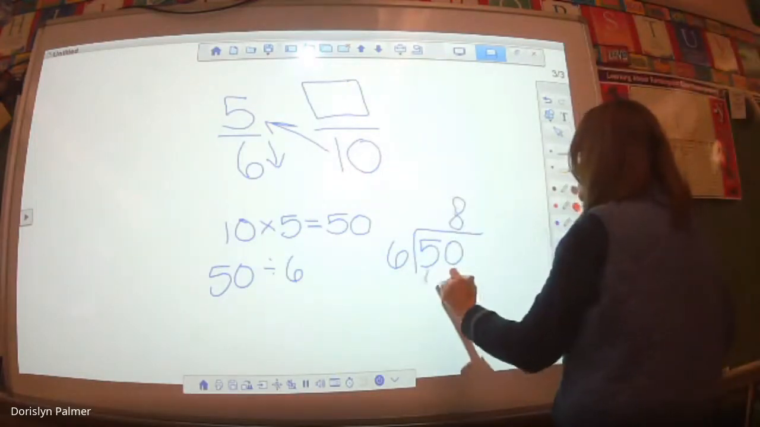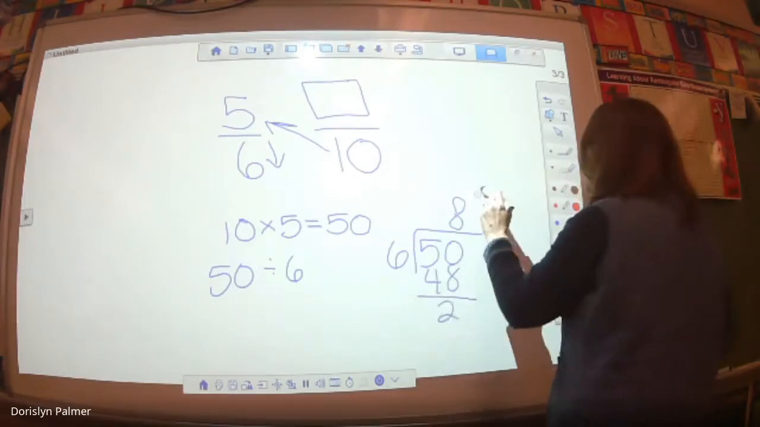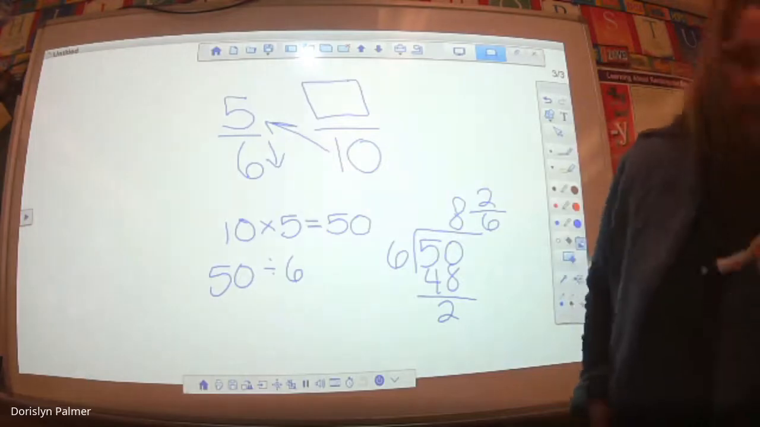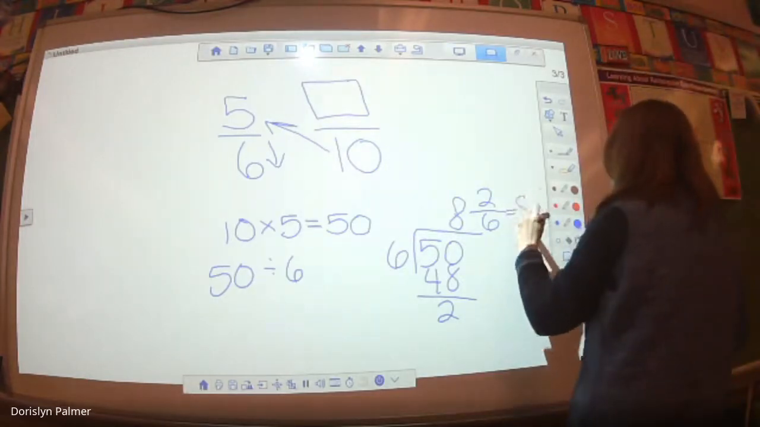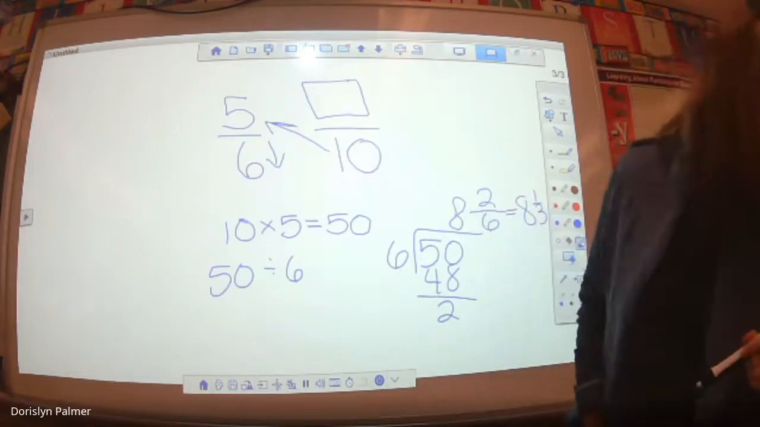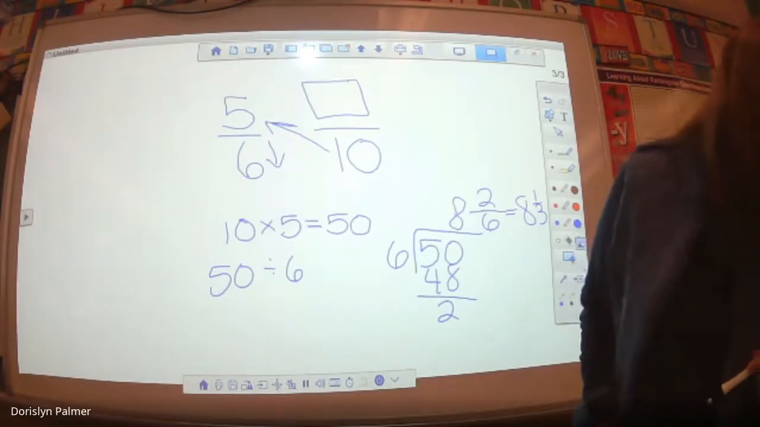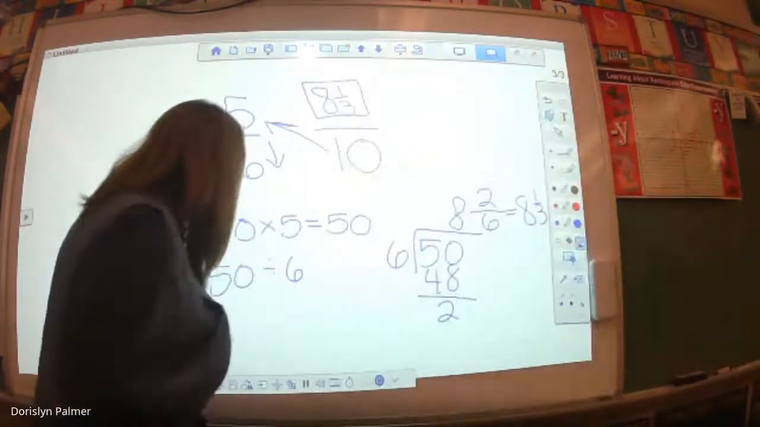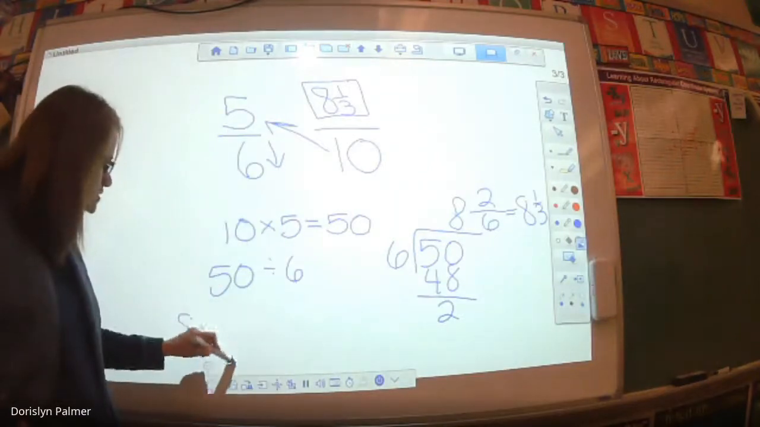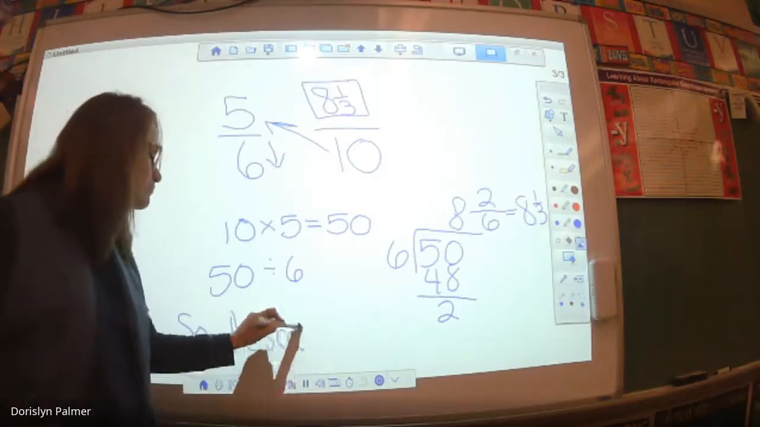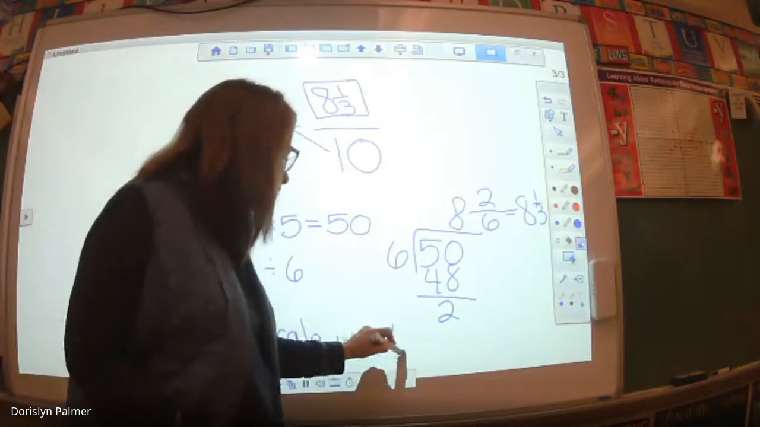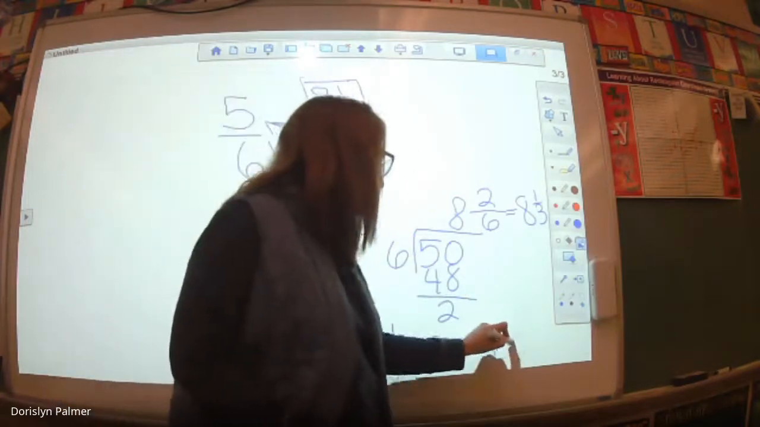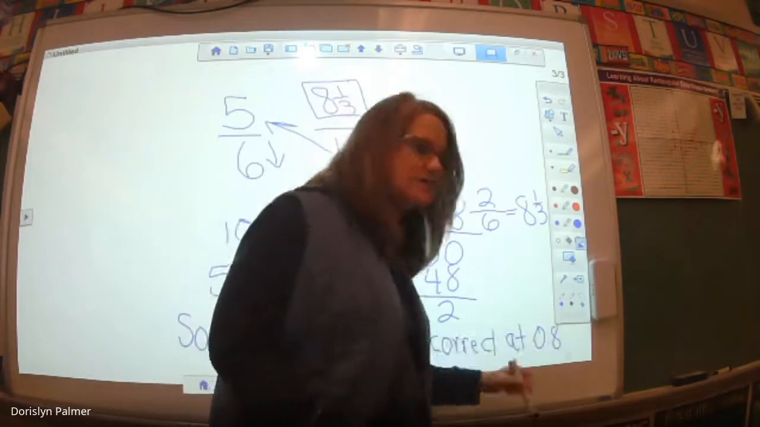Okay, and we get 8 times, which is 48. 2 left over. So that's 8 2/6, which is 8 1/3. So the display will be correct to the 10th place when it begins with 0.8. So it's 8 1/3 tenths. The scale will be correct at 0.8, because that's like 8 tenths. It's a little bit more, 8 1/3 tenths, but the scale will be correct at 0.8 because it goes in tenths.